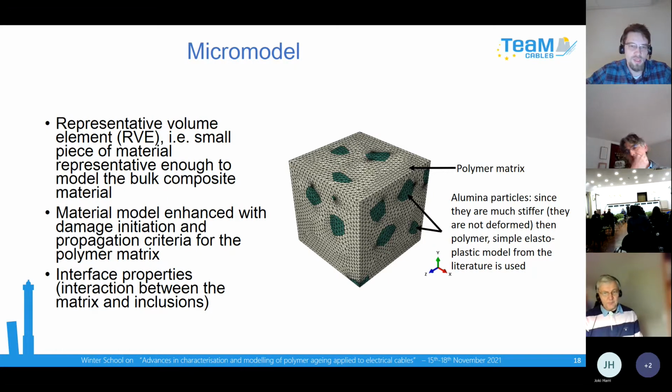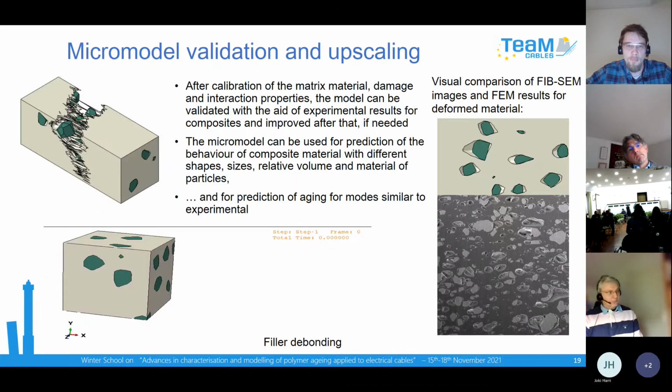And I mentioned the stress-strain behavior and damage, and also it's very important to properly model the interface, debonding, and other things which can happen on the boundary between the particles and the matrix. So next slide, please.